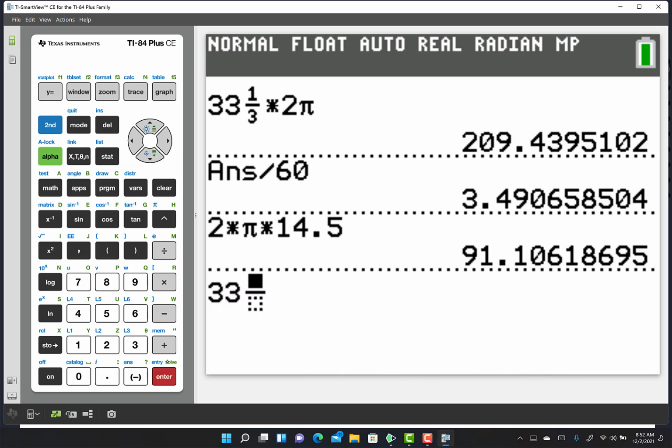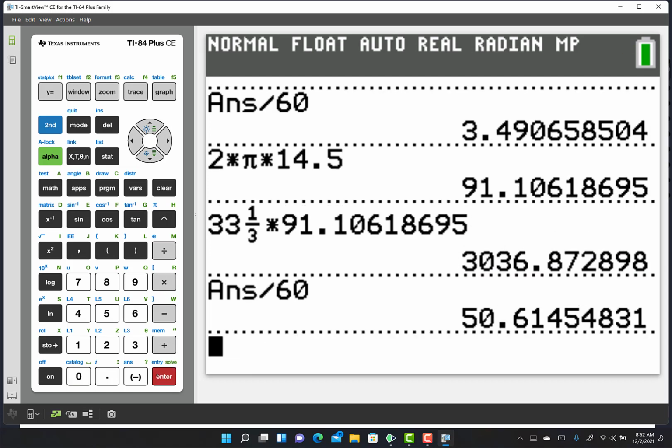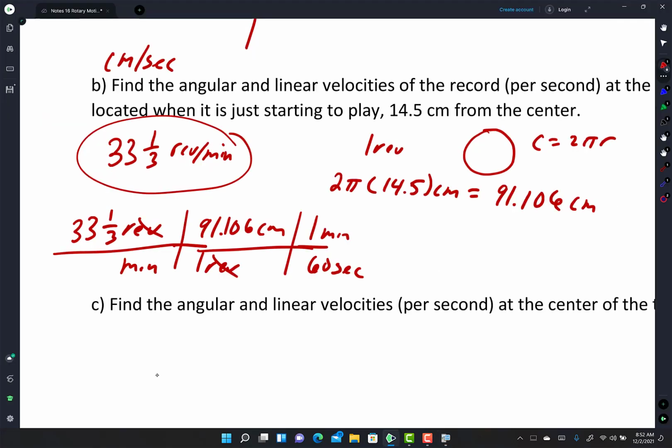33 1/3, I'm just doing this right here: 33 1/3 times 2 pi 14.5, so this number up here, and then whatever that is divided by 60. Enter. So this is my speed: 50.6145.